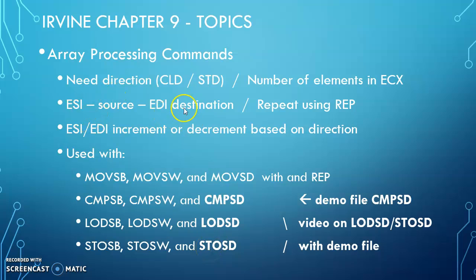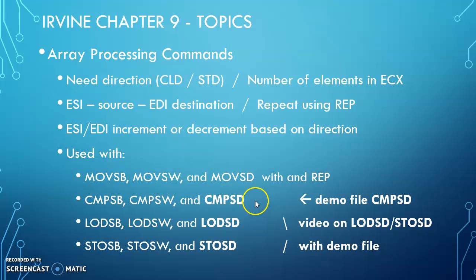So ESI and EDI have the source and destination arrays. The CLD or STD sets the direction. And by the way, if you are going to go backwards, ESI and EDI should be set to the end of the array. If you're going forward, ESI and EDI go to the beginning of the array. But you set your direction, you set your ESI and your EDI, and you set your ECX. This other video is going to take a look at the load and the store.